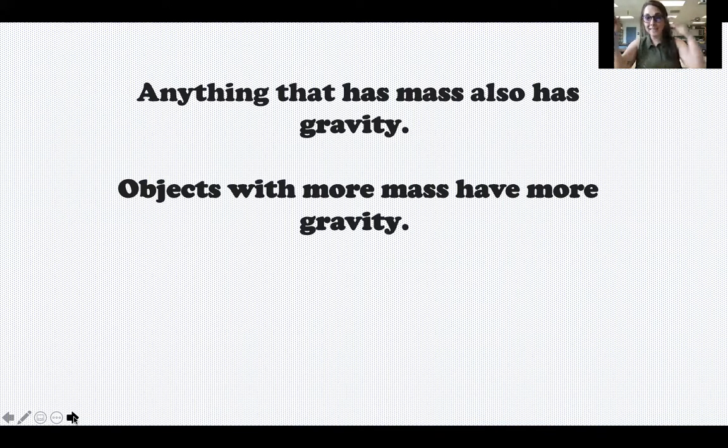The reason that we see gravity as things falling down towards the earth is because the earth has the most mass. It's the largest object on our earth, right? So that means since it has the most mass, it has the strongest gravitational pull. That's why we observe gravity as a force that pulls things down towards the center of the earth when it's actually a force that pulls objects towards each other. Okay, does that make sense?